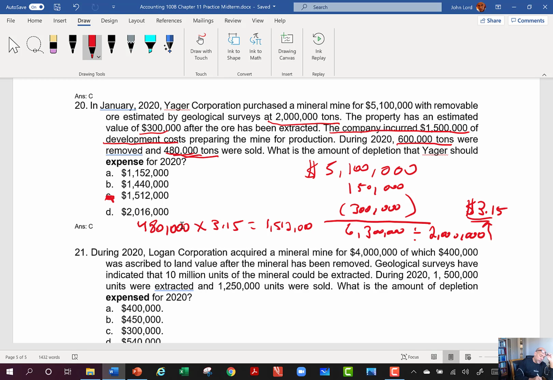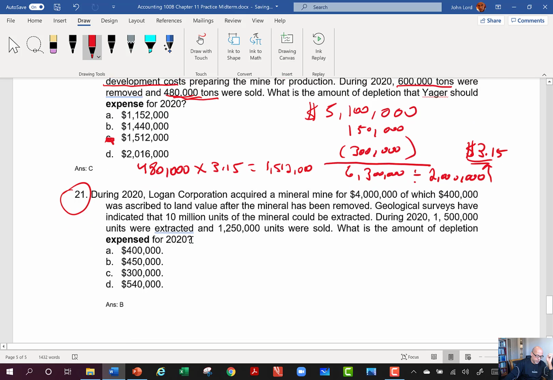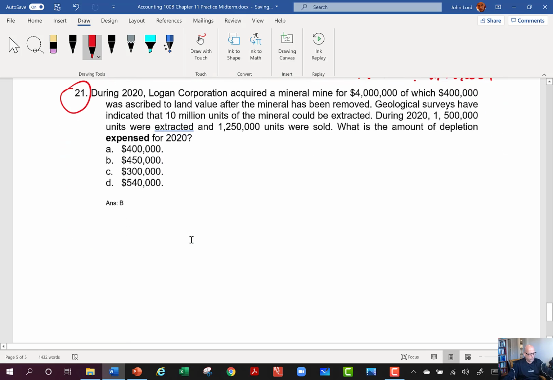This question here, guys, is very, very similar. I'm not going to walk through that one. You'll see that it's very similar to the one that we just looked at.